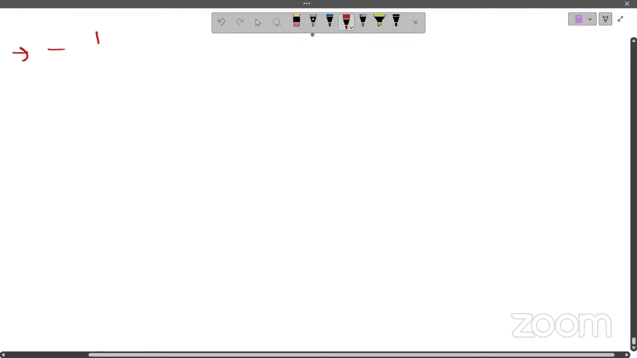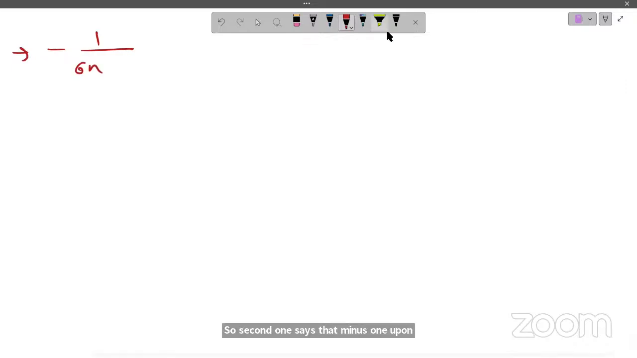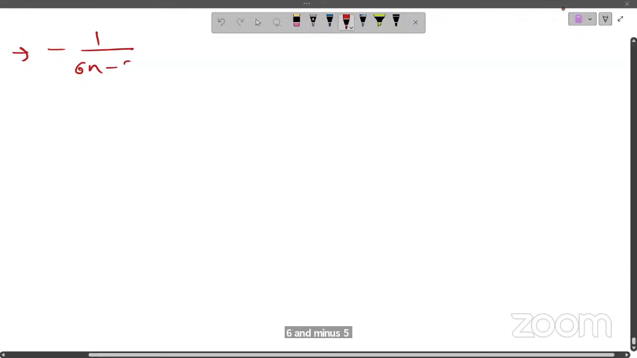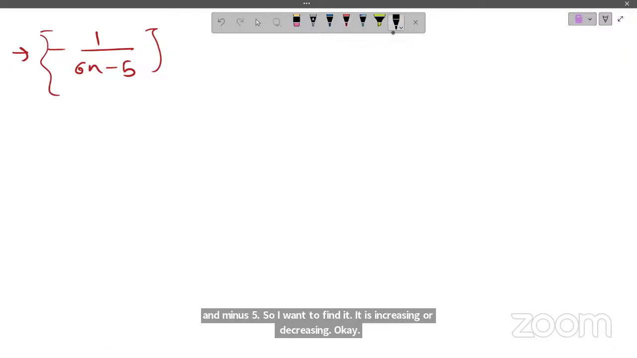So the second one says minus 1 upon 6n minus 5. I want to find whether it is increasing or decreasing. Okay, so again, what we want.